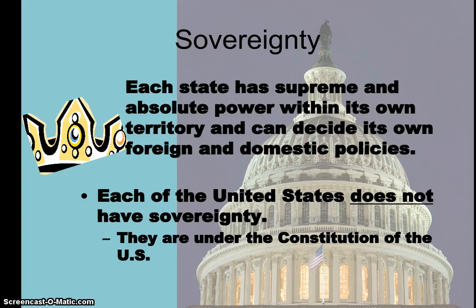So each state has supreme and absolute power within its own territory and can decide its own foreign and domestic policies, all right? So if you are an independent state, that means that nobody else can tell you what you can and cannot do inside that country. So each of the United States does not have sovereignty. The United States has sovereignty, but the state of Virginia or the state of Maryland, they do not have sovereignty. Right? They are under the Constitution of the U.S.